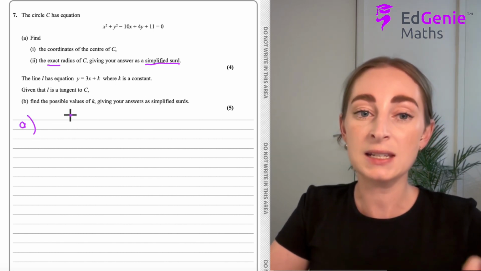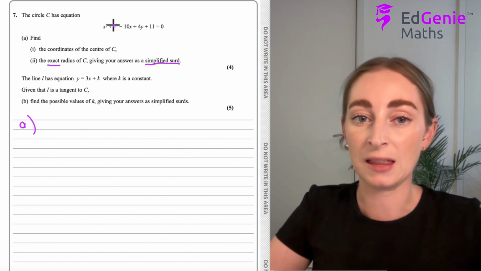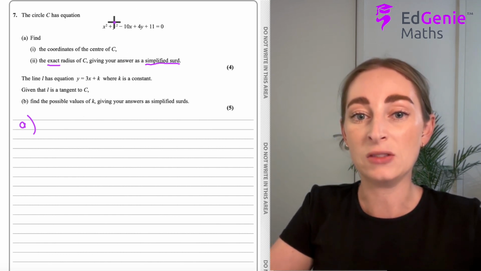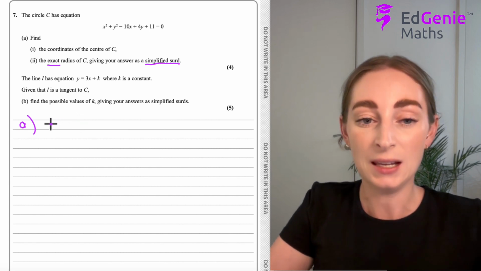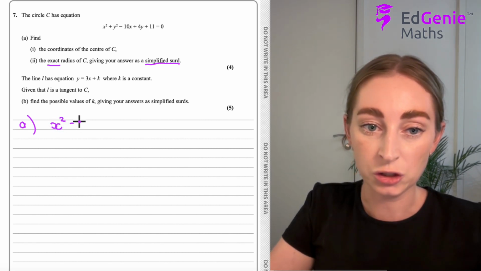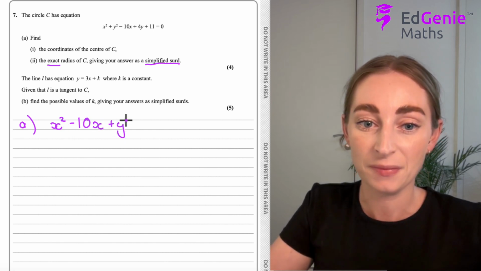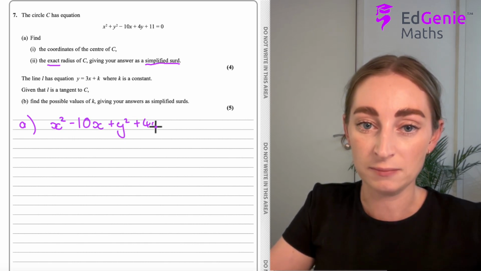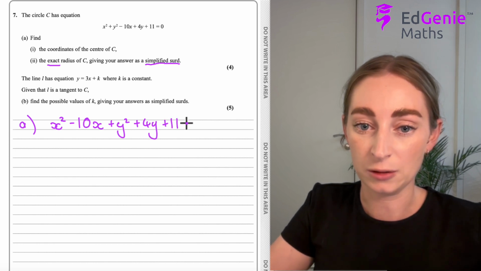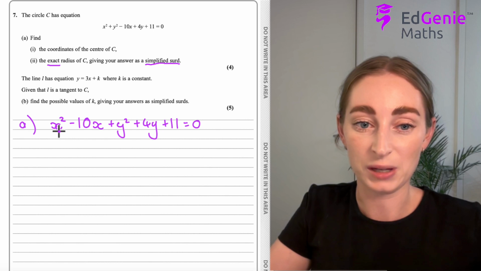So to find the coordinates of the centre and the radius, we kind of do the two questions together. We need to complete the square twice. Let me show you how we do it. Before I actually do any maths, I just rearrange it so that I've got the x's together, then the y's together, and then the constant. This just makes it a little bit easier for me when I'm completing the square.